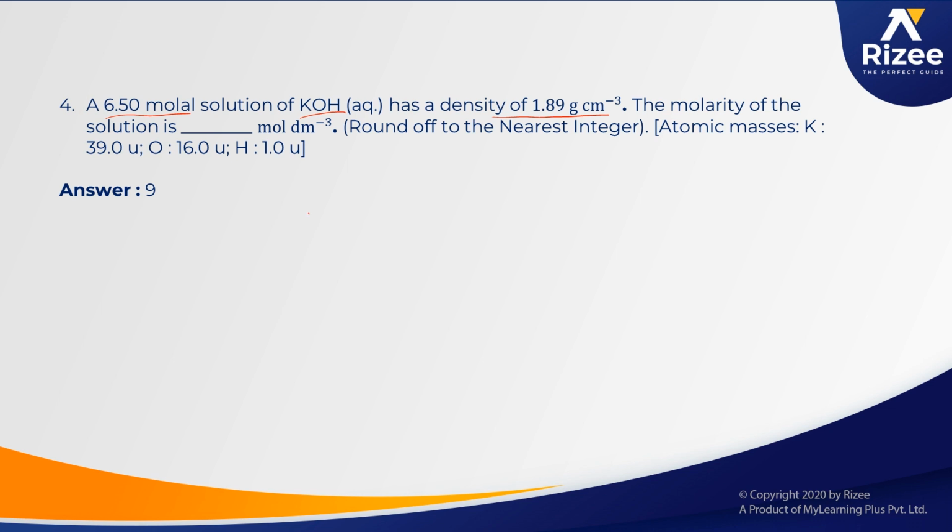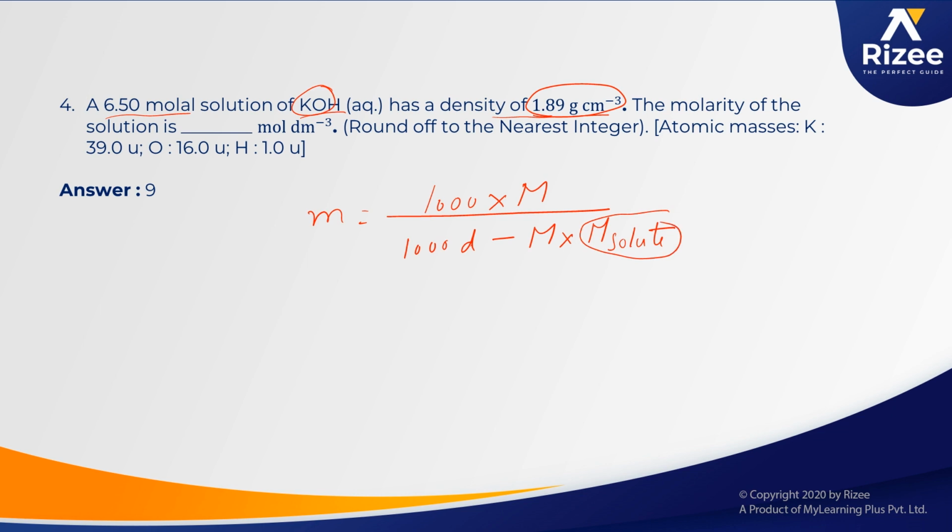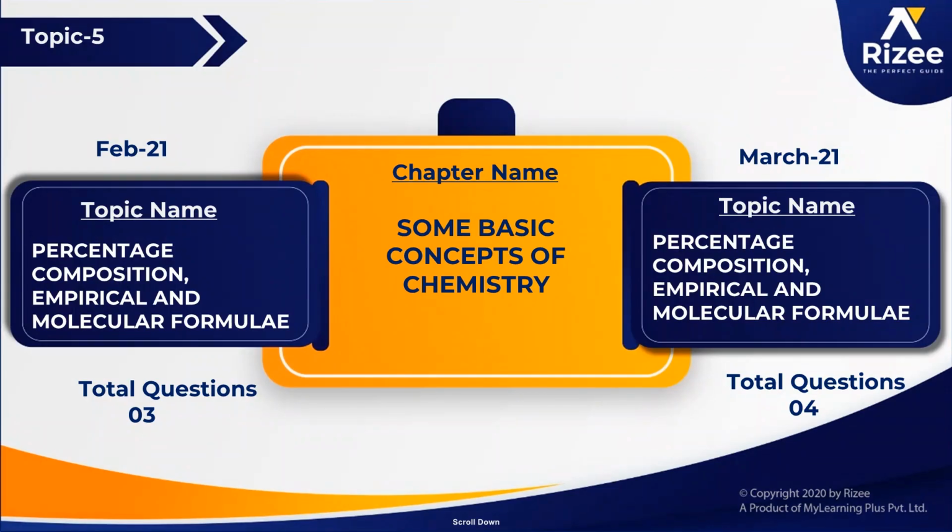The simple formula is: molality is equal to 1000 into molarity divided by 1000 into density minus molarity into molecular mass of solute. Putting all these values, we have the density value, we have KOH, from which we can find the molar mass of the solute, and we have the molality value also. Putting all these values, we can find the molarity, which will be almost equal to 9. Okay.